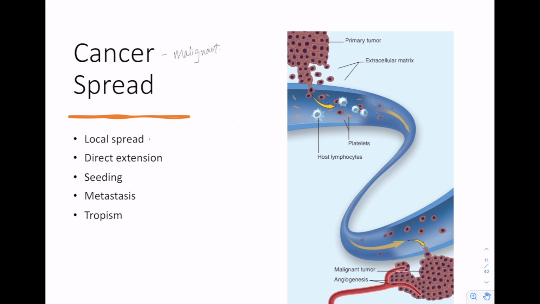That's a move from local spread to a direct extension. So local spread just in the initial tissue. Direct extension moves into neighboring tissues. These neighboring tissues are tissues that aren't the same as the tissue of origin. As that direct extension starts, we can have little extension or little colonies that start to grow in that secondary site. That's called seeding. So this is colony growth in new tissue.